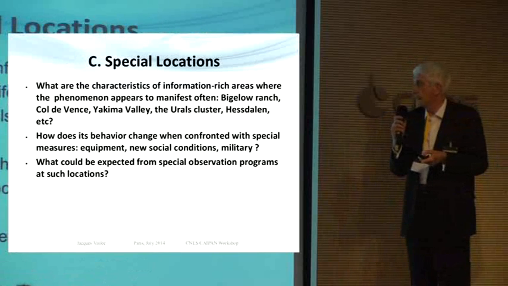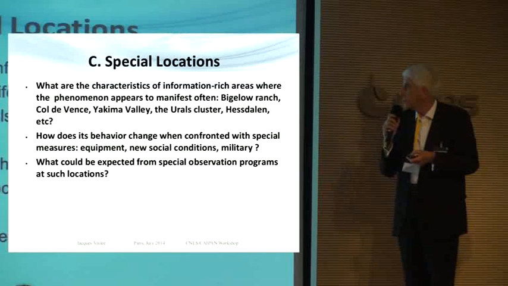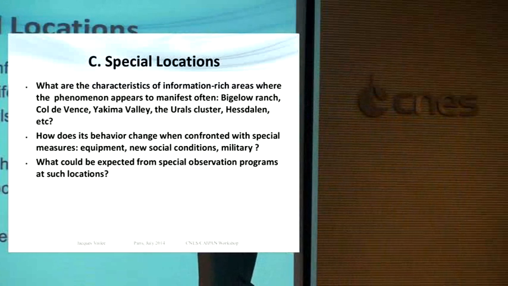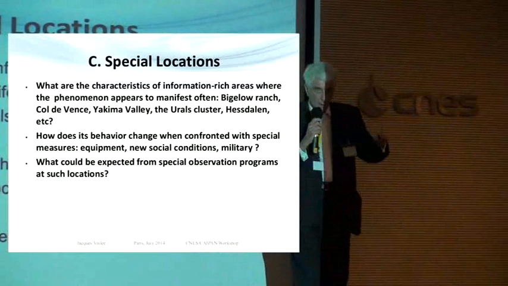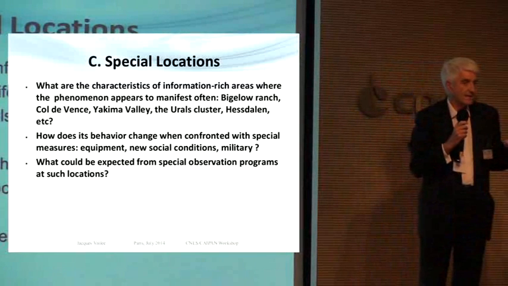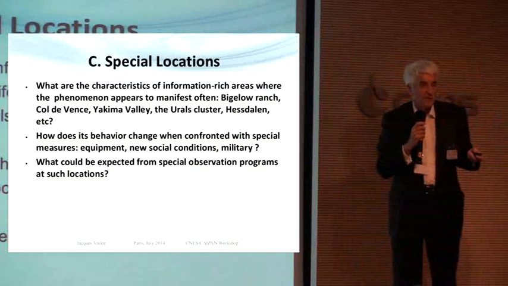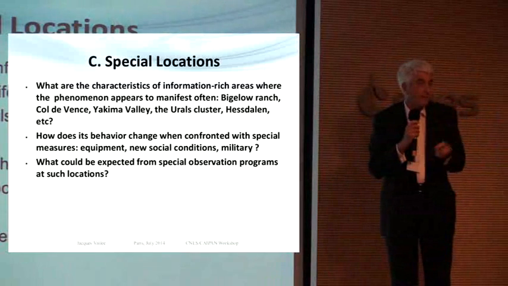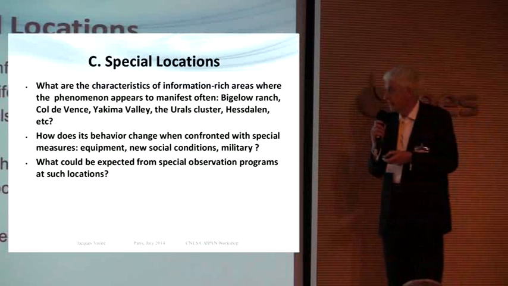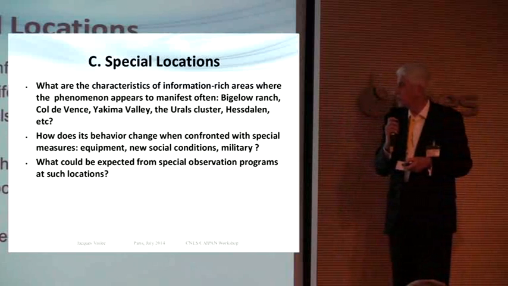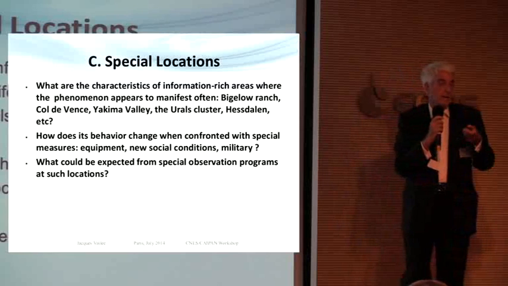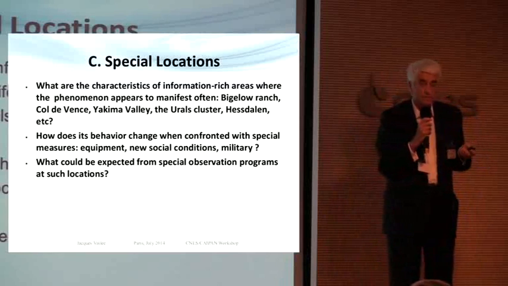Spatial locations: what are the characteristics of information-rich areas? The Bigelow Institute actually bought a piece of land in the middle of Utah where there were intense manifestations over the years and instrumented it so that we could capture everything all the time. Col de Vence, Yakima Valley, the Urals cluster in Russia, Hessdalen, and so on. I mean, how many of these are there? And are they really significant or not?